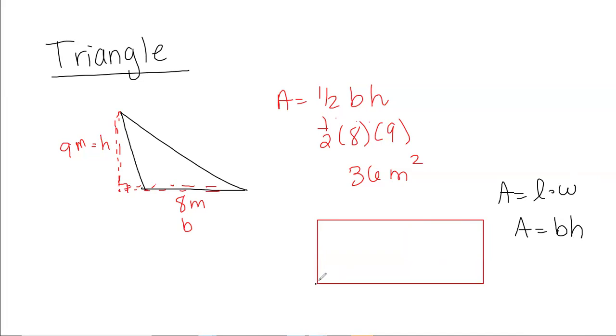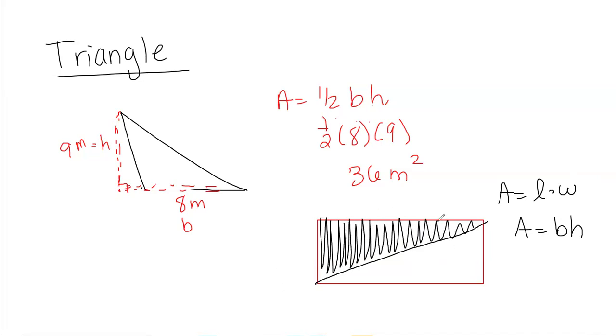If you cut a rectangle in half diagonally, you get triangles. So this triangle that I just scribbled in black, that is half the rectangle. So if the rectangle is base times height, the triangle is 1/2 base times height.